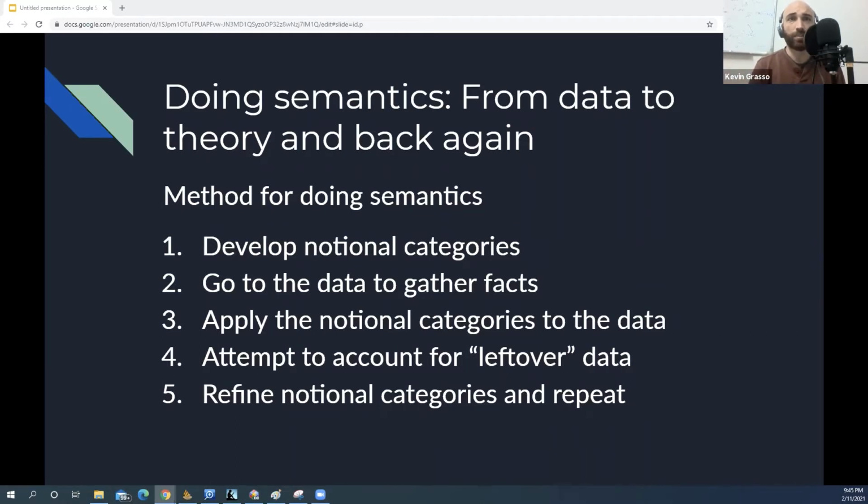And the idea is that we would cover all the data. If we don't, let's say there's a sector of certain verb forms that we don't really know what they're doing, we need to come up with some sort of story for why that's the case, right? And then we refine our notional categories based on that leftover data, based on the data we've looked at, and then we repeat, right? So that's the idea.